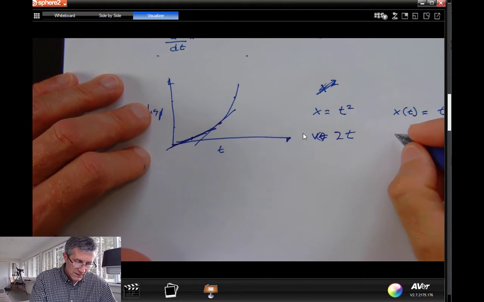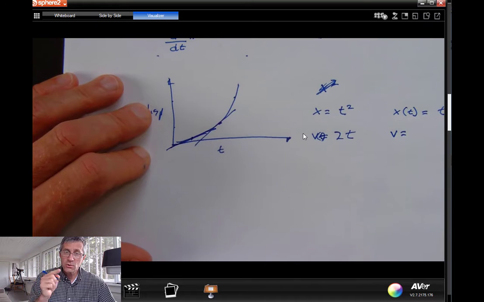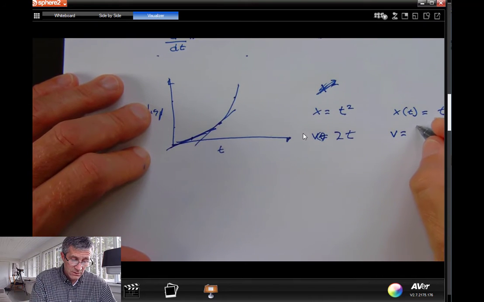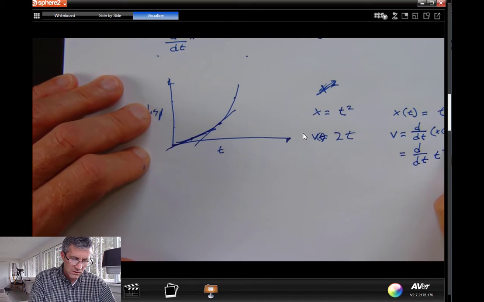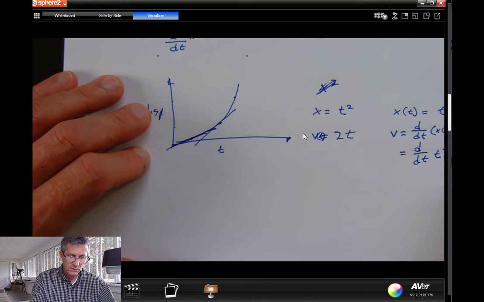To get to velocity, velocity is going to be the rate of change of position with time. So it's going to be the rate of change of my position. It's a function of time. Or I can write it this way: it's going to be the rate of change of t squared, and it turns out this is equal to 2t.